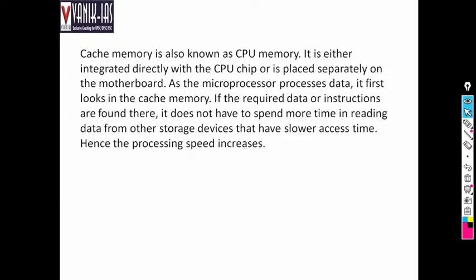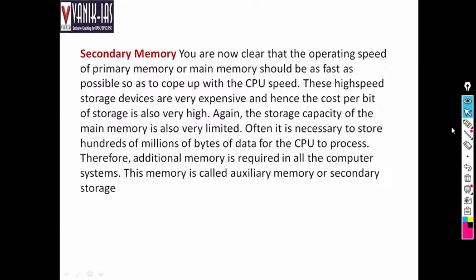Right? So two things we learn here. It is known as CPU memory. It is either integrated directly with the CPU chip or placed separately on the motherboard. If the required data are found here, it does not have to spend more time reading the data. So the processing time reduces, and processing speed increases. So that is the functioning of CPU memory.